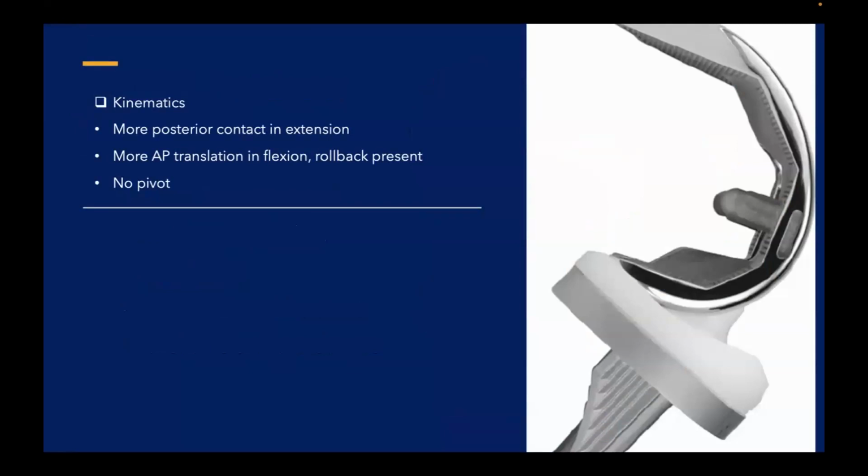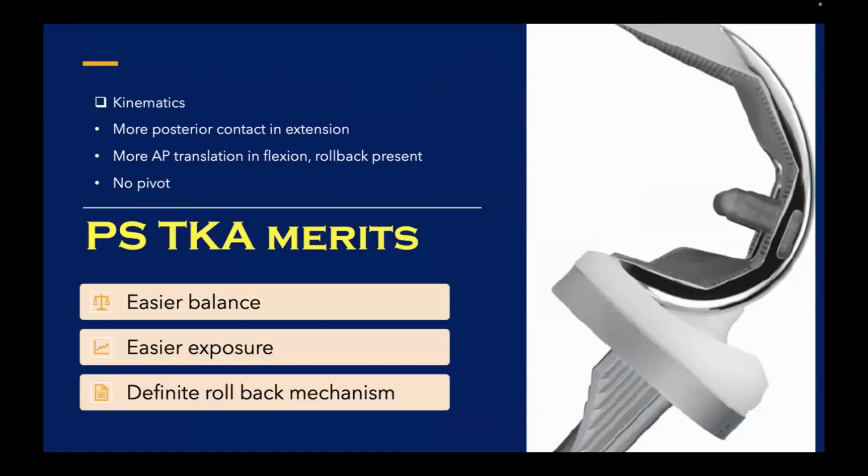In the PS knee, the paradoxical motion is much lesser than in the CR knee, as fluoroscopic studies show. There is more posterior contact in extension. There is definite rollback. There is no pivot. So the PS total knee merits are that it can be easily balanced, exposure is easy, and there is a definite rollback mechanism.